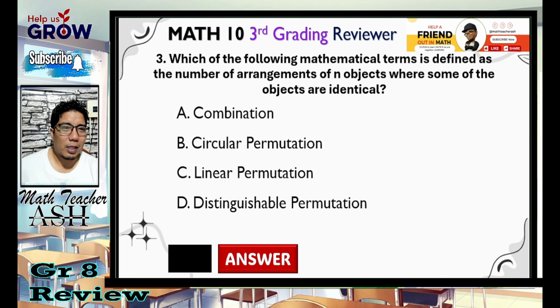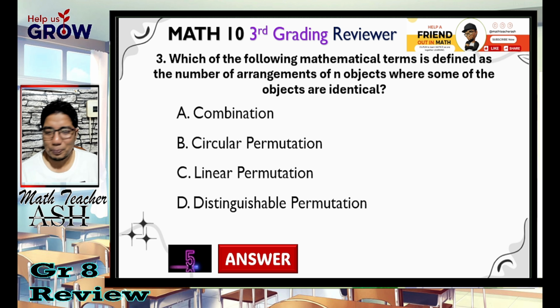Which of the following mathematical terms is defined as the number of arrangements of n objects where some of the objects are identical? Is it A, combination, B, circular permutation, C, linear permutation, or D, distinguishable permutation? I'll give you 5 seconds to think about your answer.